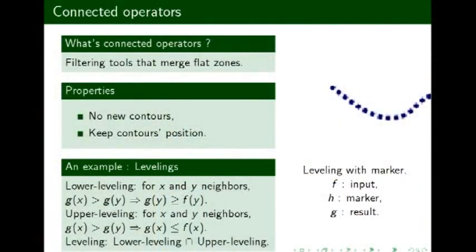Okay, so what I'm going to look at are connected filters. Connected filters are filtering tools that merge flat zones with the same color or the same gray level. The main property is that they do not introduce new contours. When merging flat zones, you just remove contours, but you do not change the position of the contours, so the contours will be exactly the same before and after, maybe with fewer contours in the results. One example is leveling. Leveling preserves order between neighboring pixels. So if the center pixel is greater than a neighbor, you will have the same in the results.